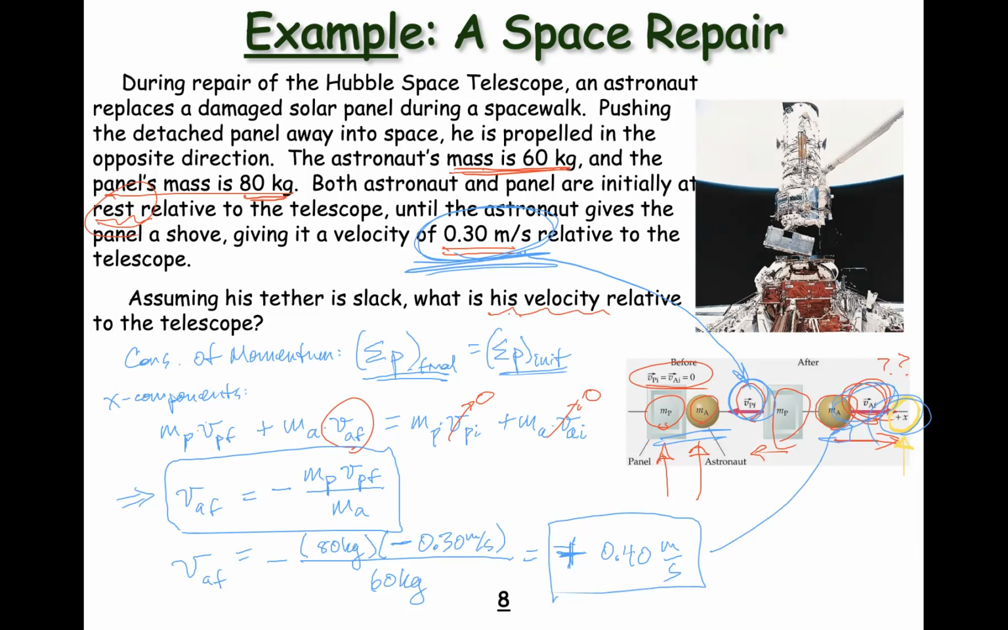Well, I guess you could say the astronaut is launched to the right if you think of the astronaut as a smaller object, and the panel recoils to the left, right? However you want to think about which object is the projectile, which is the housing.